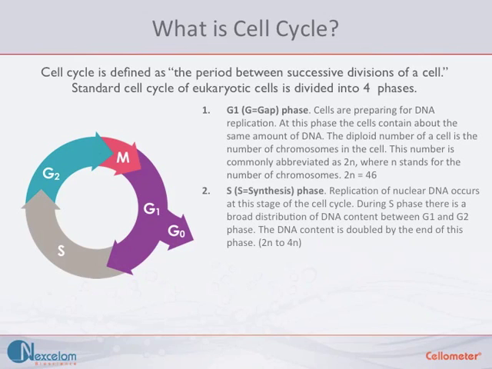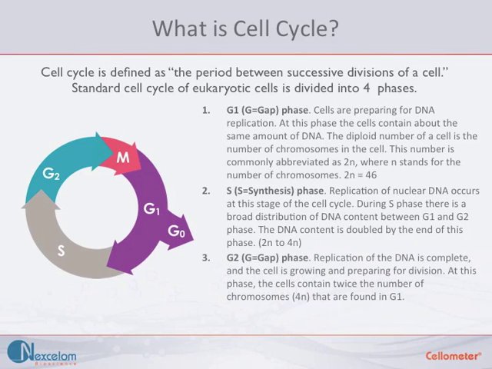Because the replication of the DNA from cell to cell is not synchronized, there's a broad distribution of DNA content between the cells. The DNA content at this phase is between 2 and 4N. By the end of synthesis phase, the DNA content within the cell is doubled. The third phase of the cell cycle is the G2 phase. At this phase, the DNA replication is now complete, and the cell is growing and preparing for cell division. Since the DNA replication is complete, the cells contain twice the amount of DNA found at G1.